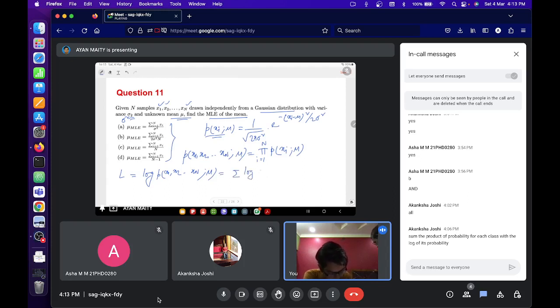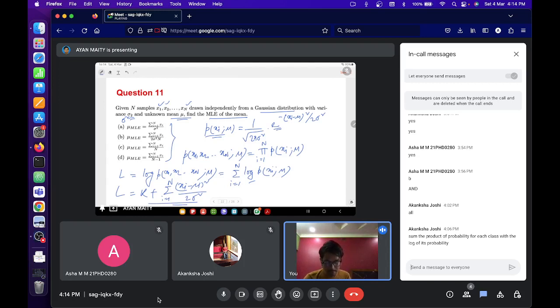So log of p of xi given mu, i equals 1 to n, and the log is applied to this exponential. So what we will finally get is that L would be some constant plus the summation of (xi minus mu) whole square by 2 sigma square, for i equals 1 to n. So this is the log likelihood expression that you will get.